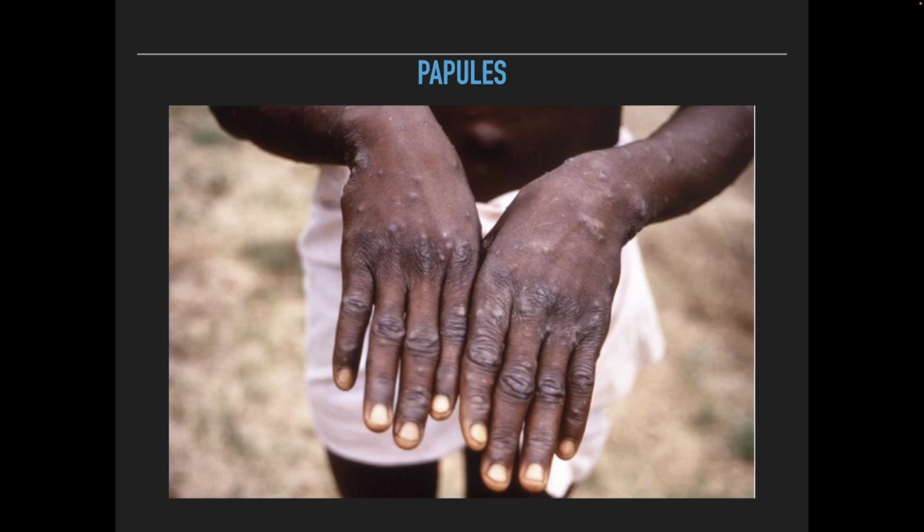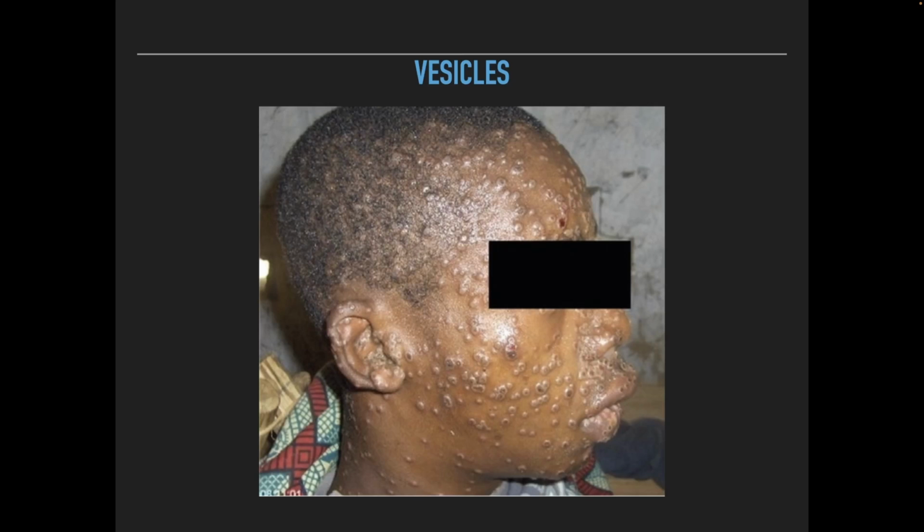They're all at the papule stage, where they're just these elevated skin lesions scattered throughout the body, including on the palms of the hands and the soles of the feet. This is what a vesicle looks like. It is a clear fluid filling each of these bumps, and it's scattered all throughout.